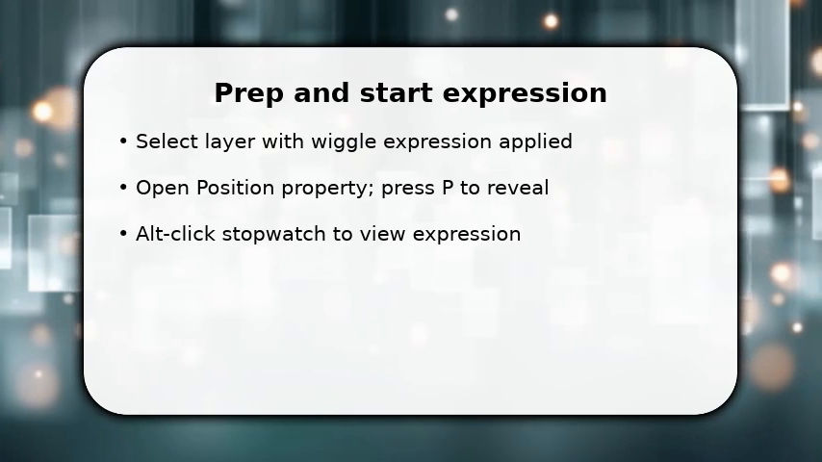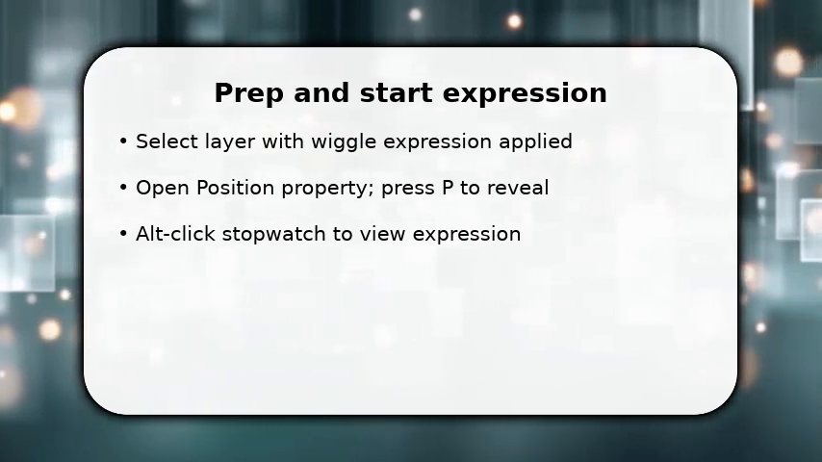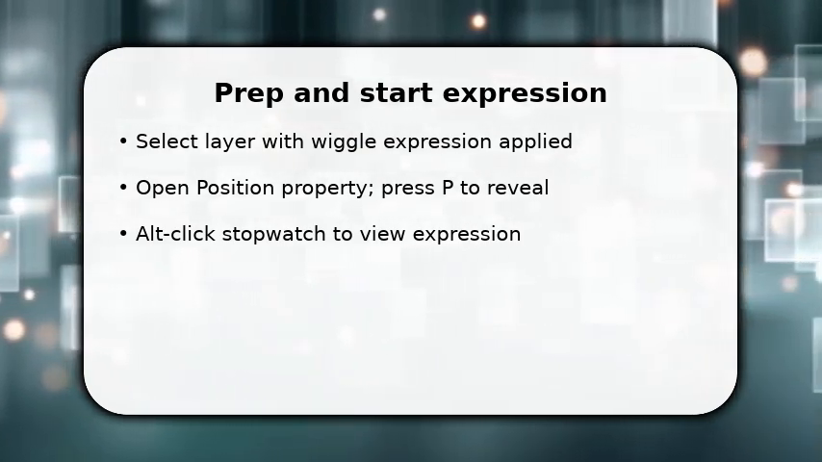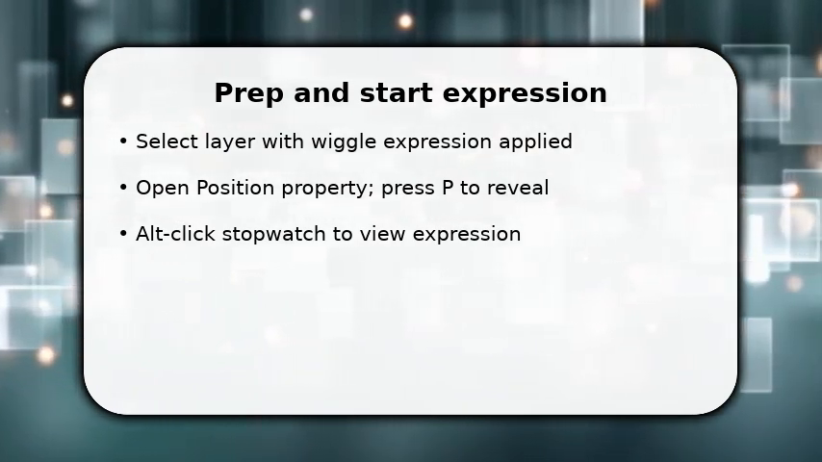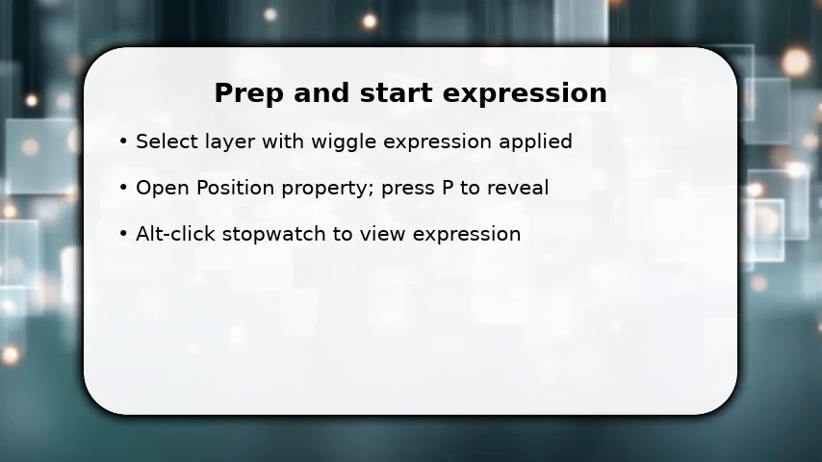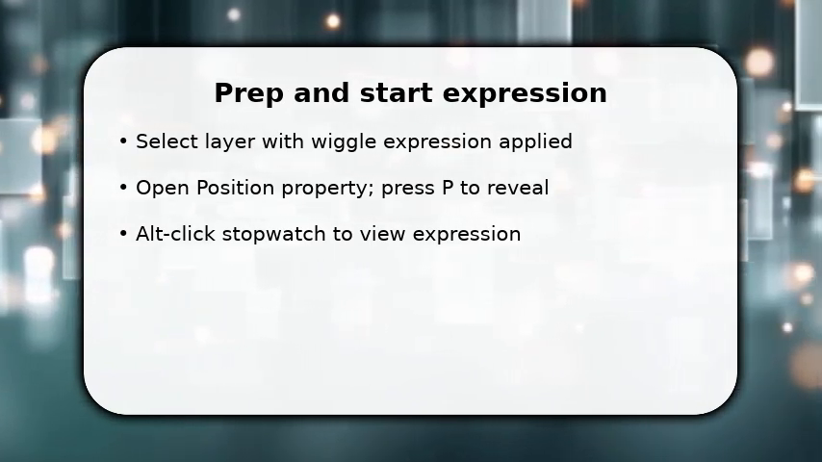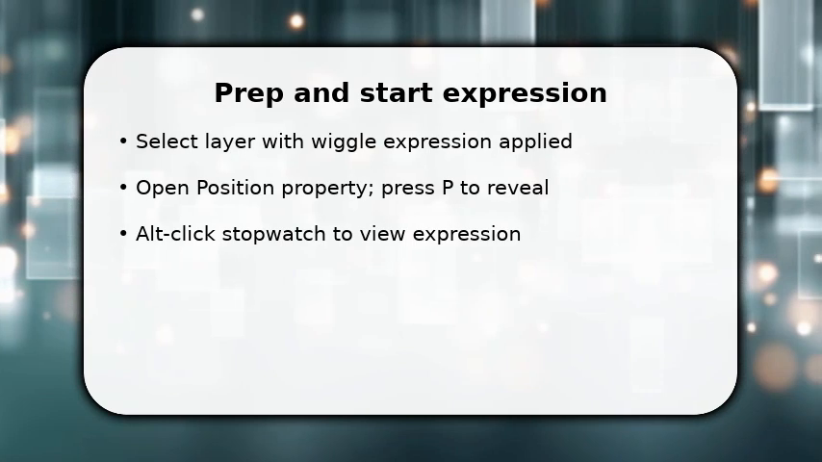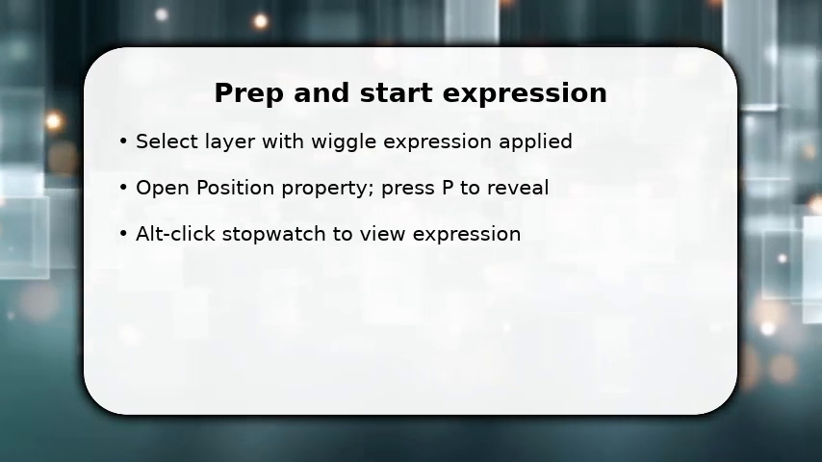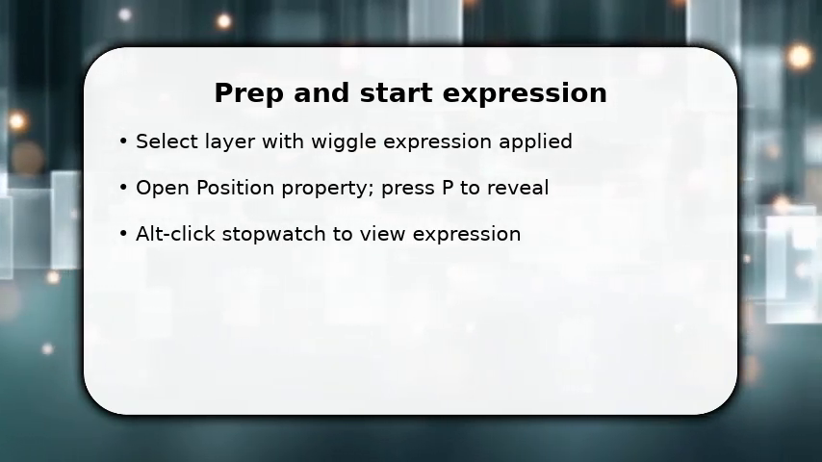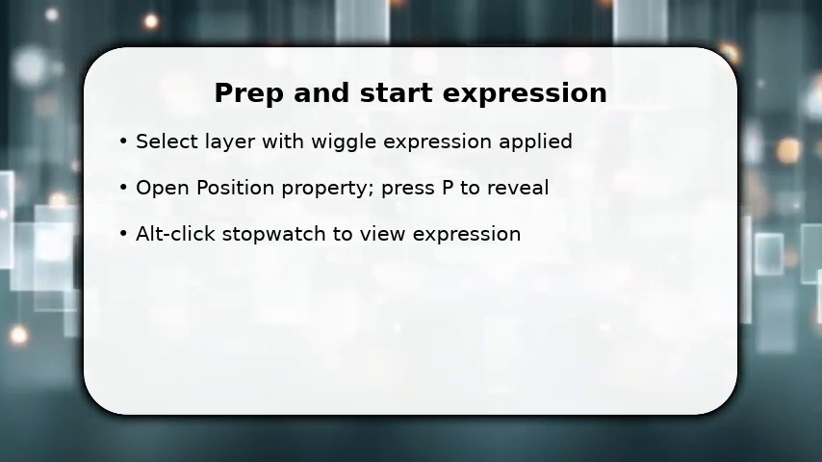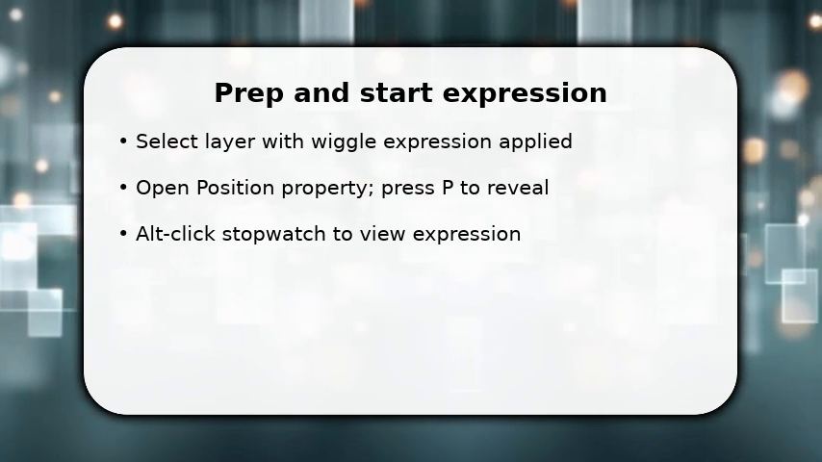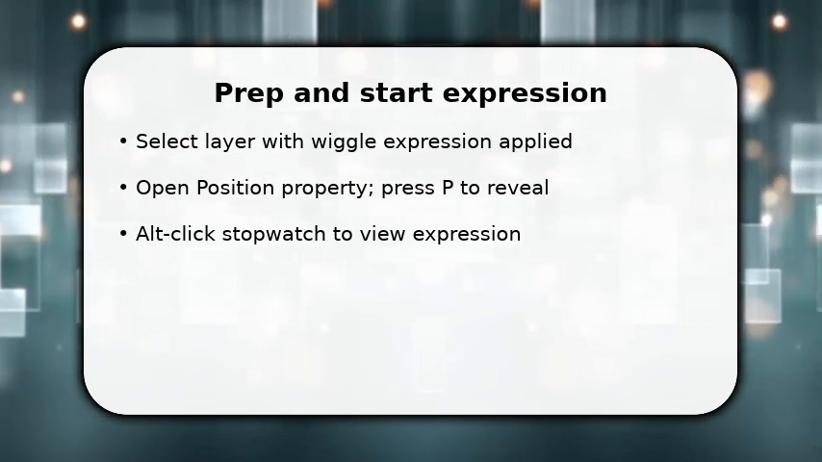You already have a layer with Wiggle. Start now by selecting it and pressing P to reveal position. Alt-click the stopwatch to see the Wiggle expression text. Once visible, make sure the expression is isolated in its own line so you can edit safely, and add a variable at the top like t = time or control = thisComp.layer("null") to reference control channels. This sets you up to control when Wiggle runs without changing the original source expression.